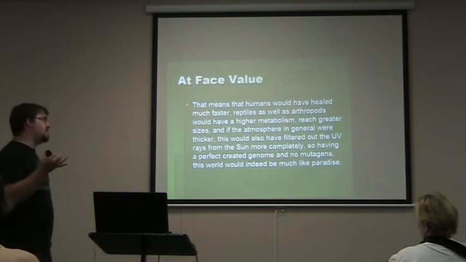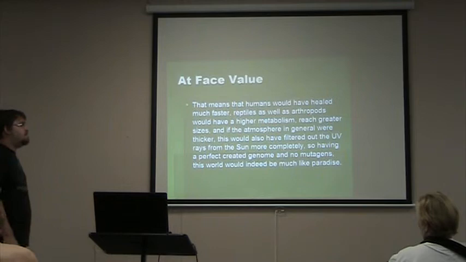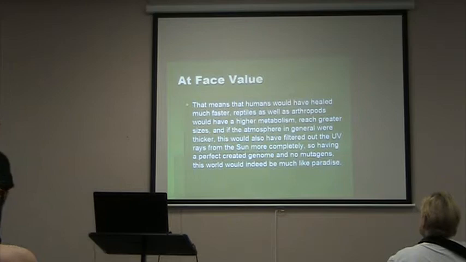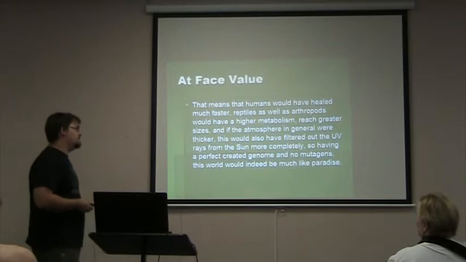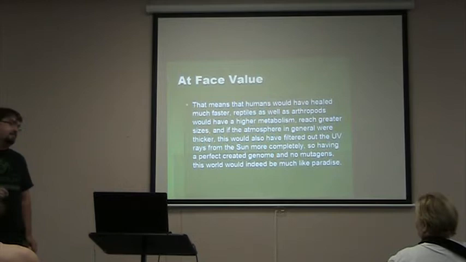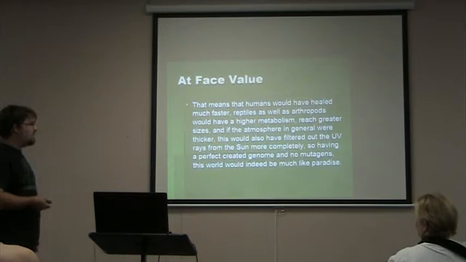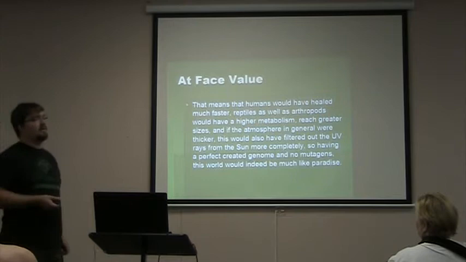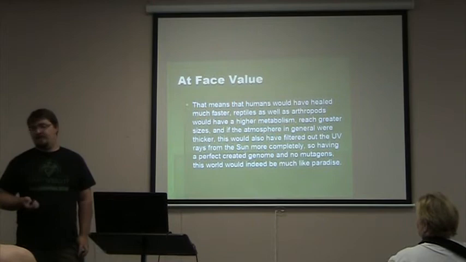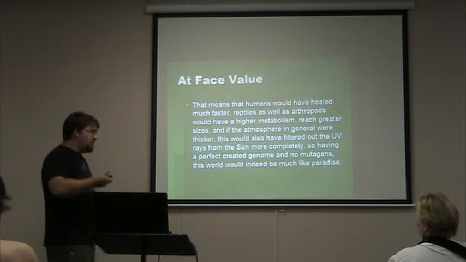Okay. So, if we have higher oxygen concentration, if we have a higher atmospheric pressure, that means oxygen dissolves into your blood much faster. These guys are running all over the place. In short, you have a perfect environment for very large reptiles, like dinosaurs. This atmosphere theoretically could have filtered out UV rays much more perfectly than our current atmosphere does. So we don't have any mutations building up in the genome. You have a perfect created genome, again, we're assuming, and no mutations, no mutagens to speak of, nothing screwing around with your information. This world is paradise.